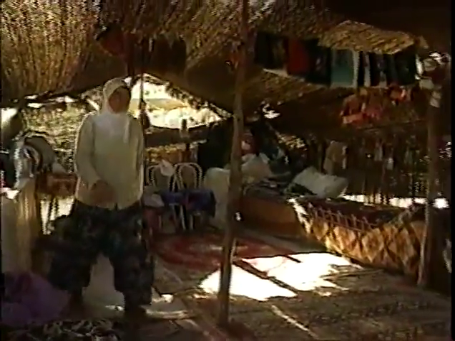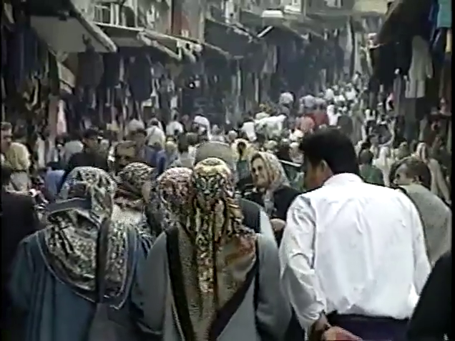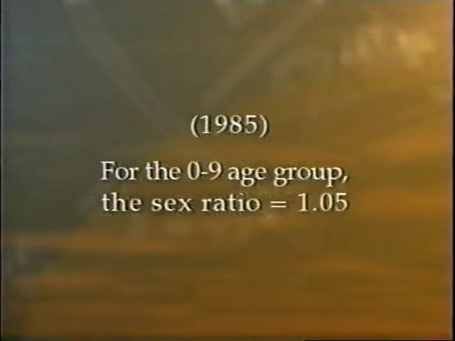Since the overall sex ratio is influenced by a variety of factors, however, Berek and Bilginsoy have examined data on the sex ratio of children. For the 0 to 9 age group, the sex ratio in 1985 was 1.05.